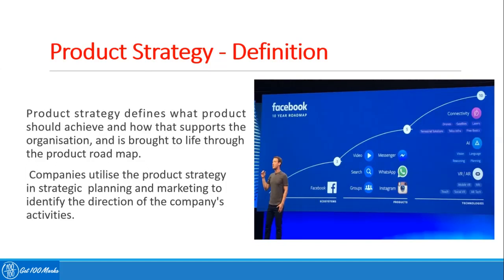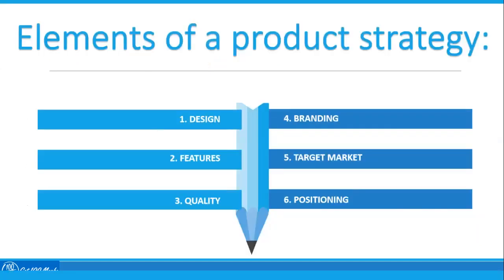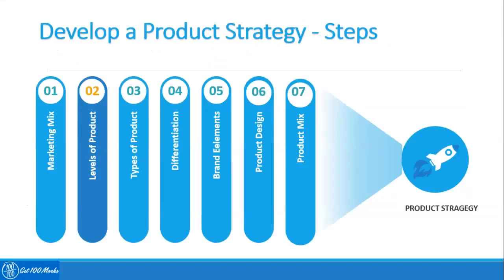What are the elements of product strategy? They are as follows: design, features, quality, branding, target market, and positioning. Let us understand how to develop a product strategy. A lot of product analysis is needed to develop a strategy. Besides the product, you need to analyze your competitors, the market, and various segments, so that you can come up with the right product strategy. Here are the 7 steps, starting with the marketing mix.